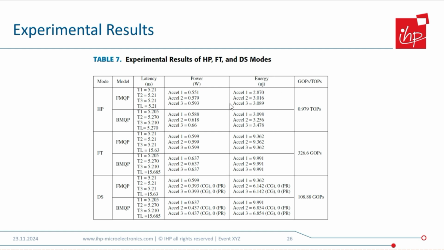You can see that the high performance mode has the lowest energy because it is completing its task in the lowest time. And also the energy values are approximately the same in fault tolerant mode for all three accelerators, because all three accelerators are basically executing the same task, right? So that's why it has similar energy values.